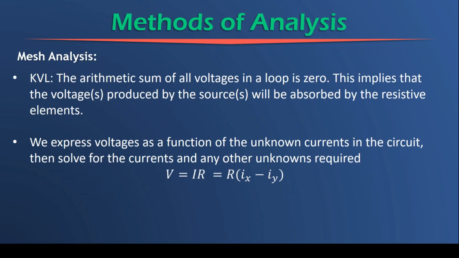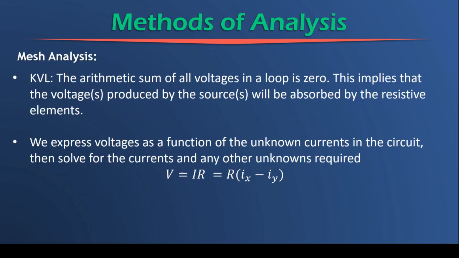We express the voltages as a function of the unknown currents in the circuit, and then we solve for the currents and any other unknown required values. So we have V equal to IR, and that I can be replaced by the current Ix minus Iy.